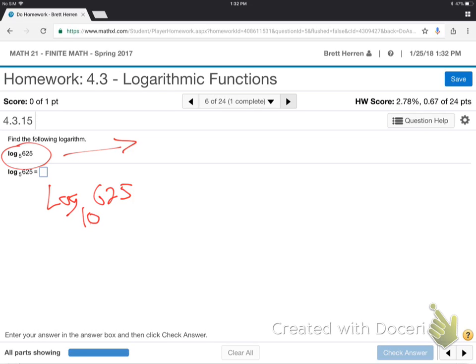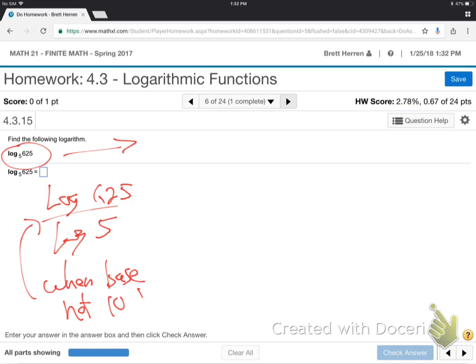So that button that doesn't show a base in your calculator, the LOG word, its base is 10. Well, you think, this is base 5. How am I going to do that? Well, if the base is anything other than 10, you make it two logs. So let me write, when base is not 10, do 2 logs. So log base 5 of 625, just turn it into two logs on your calculator: log 625 over log 5. Make it two logs on your calculator, and just hit the buttons. Is it 4? Okay, 4. I think it's 4.